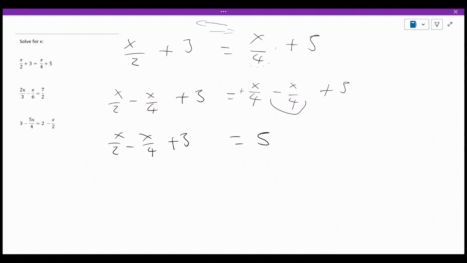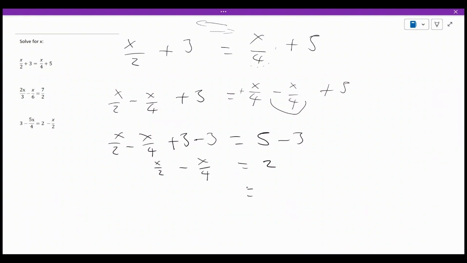But now this constant, you don't want it here. We want it on the other side because we want the constants all alone, variables all alone. Therefore, we're going to try and get rid of it. It's adding, therefore, we must remove it by subtracting 3 and subtract on the other side as well. So we have x over 2 minus x over 4.